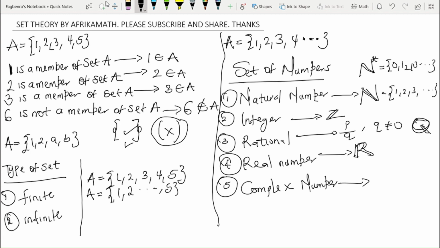Okay, complex. Complex number. This is the symbol of a complex number. A complex number is any number in the form of a plus bi, or let me say any number that has an imaginary part. And what is that imaginary? It is i, which is iota. In the next video, I will explain more about this complex number.